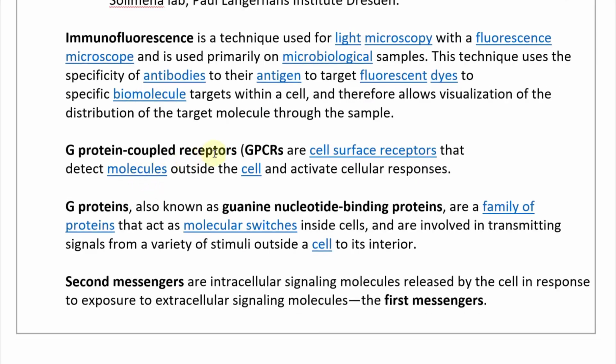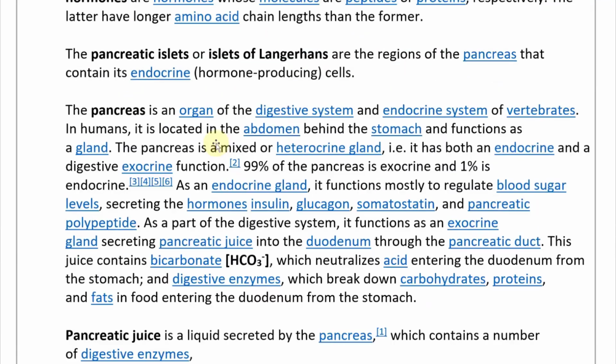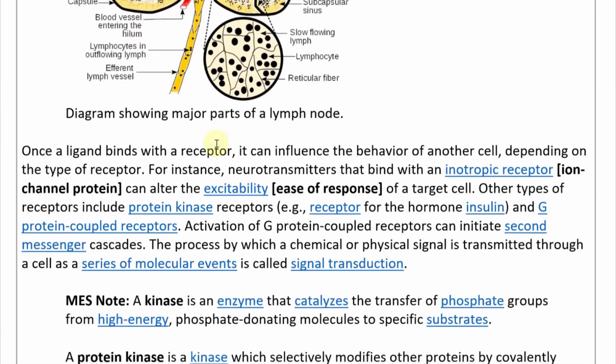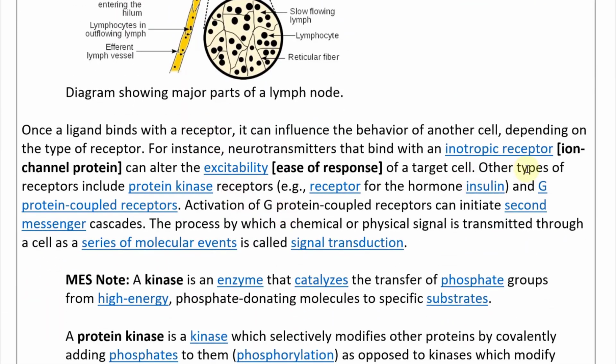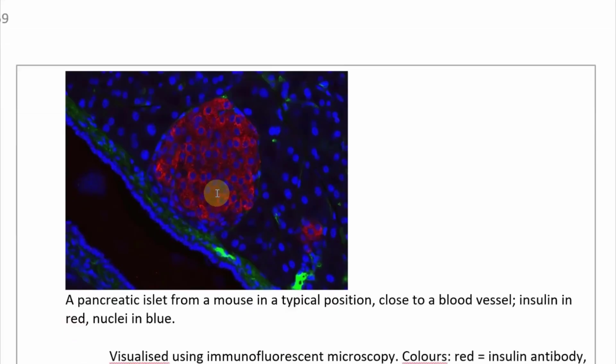Going further, G protein coupled receptors, that is over here. We discussed that here. Other types of receptors include protein kinase receptors, such as the receptor for the hormone insulin, and G protein coupled receptors also use protein kinase. So let's just go over that quickly.